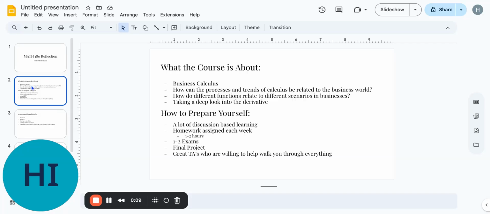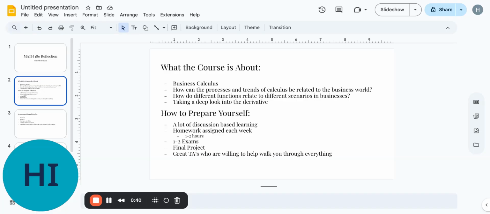This past semester. So, just a little bit about what the course is about. This is a business calculus course, so think about relating calculus to business. We looked at how processes and trends of calculus can be related to the business world, and how different functions relate to different scenarios in business. For example, maybe looking at how raising a price might affect different things.